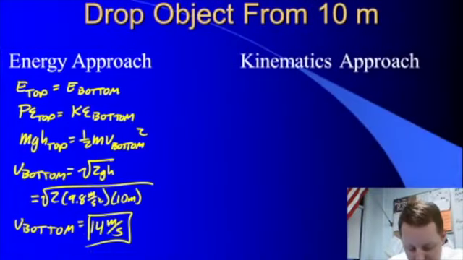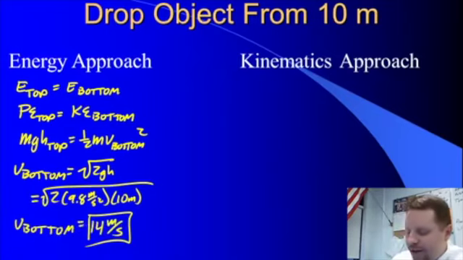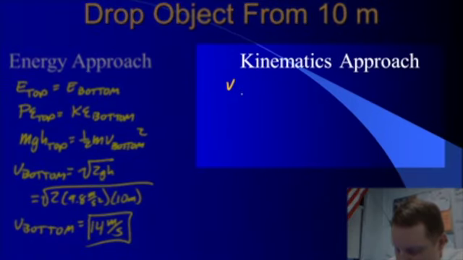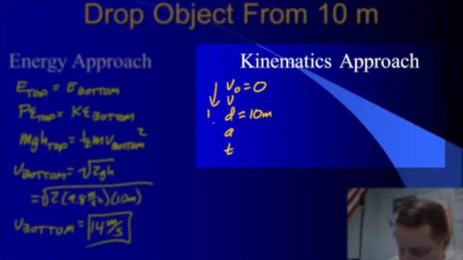Let's see if we can solve for the same thing using kinematics. We would start off with our kinematics table: v initial, v final, our displacement d, or in this case delta y, our acceleration, and time. Initial velocity for something dropped is going to be 0. The displacement in the y direction is going to be 10 meters, assuming we call down positive. The acceleration will be 9.8 meters per second squared, and we want to know the final velocity, v.